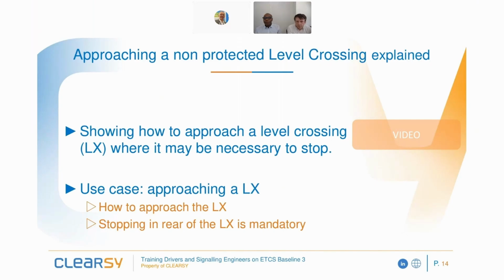In this slide, we are going to explain the non-protected level crossing when you are going to pass this kind of track data. This scenario shows a new feature. This new feature is introduced in Baseline 3. And the situation is to explain how to approach such a level crossing and the resulting supervision.